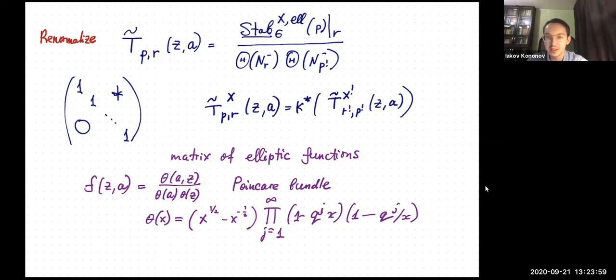But let's first consider the basic example of this function f of z and a. This is the section of the Poincare bundle over the elliptic curve times the dual elliptic curve.